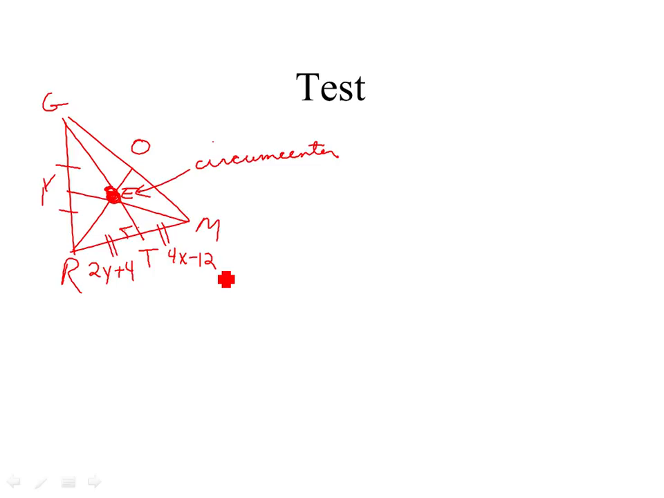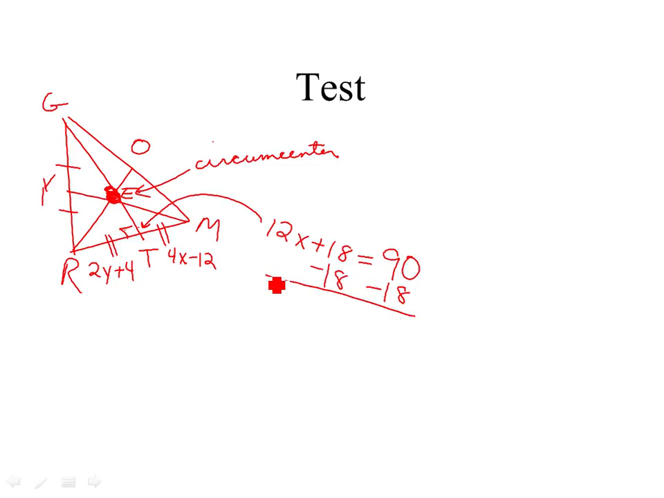What next? Measurement of angle MTG equals 12x plus 18. That's this angle right here. 12x plus 18. What do you know about that angle right there? Right. So 12x plus 18 should equal what? Can we solve that equation? Yeah. So we solve it. That's going to let us know what x is. 72 divided by 12.